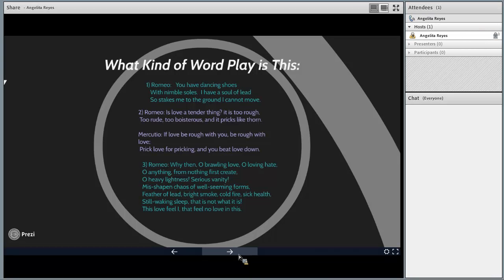Or in the last example: "Why then, O brawling love, O loving hate, O anything from nothing first create, O heavy lightness, serious vanity, misshapen chaos of well-seeming forms, feather of lead, bright smoke, cold fire, sick health, still-waking sleep that is not what it is. This love feel I, that feel no love in this." So he's kind of listing something. Again, look at the words, look at the connection of words and how that would relate, and then what kind of wordplay would that be? What do you think it is?